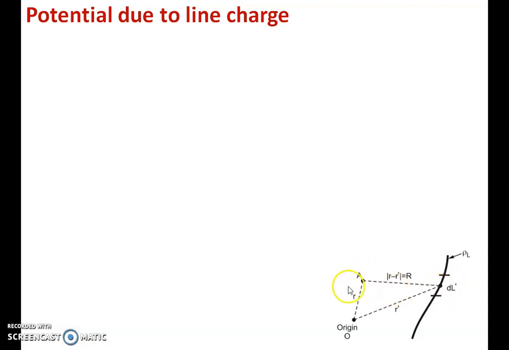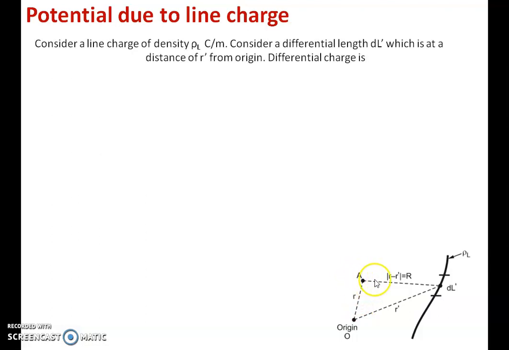Now I want to find the potential at point A due to this line charge, where point A is placed at a distance of r from the origin. To find the distance between point A and the elemental length dl, I can write the magnitude of vector r minus vector r dash, which is equal to capital R. As we saw in the vectors chapter, we can find the distance between 2 points by subtracting the two vectors and taking the magnitude of the result.